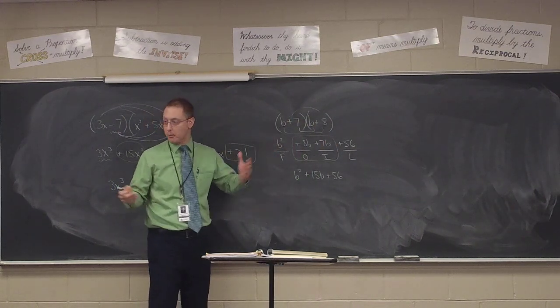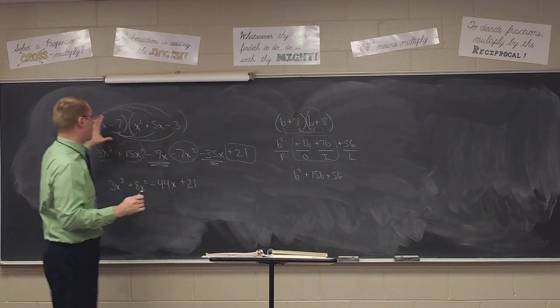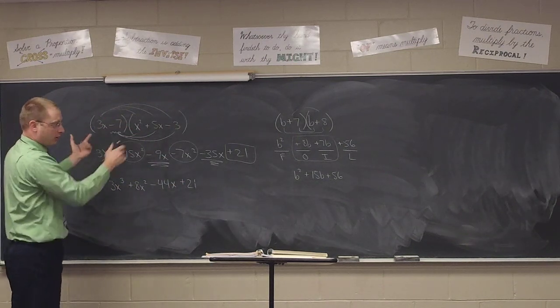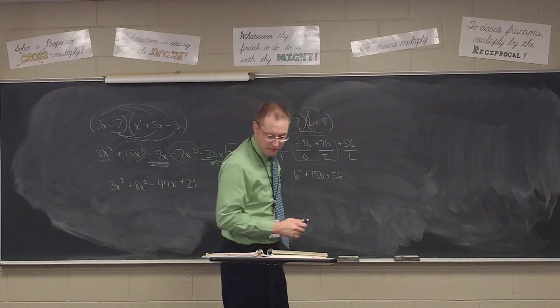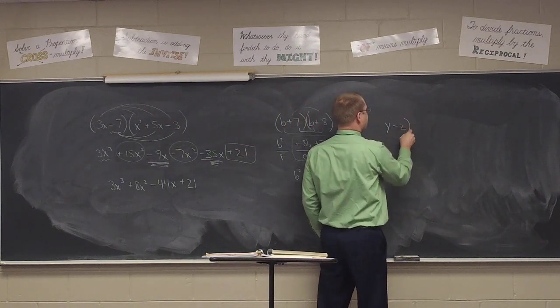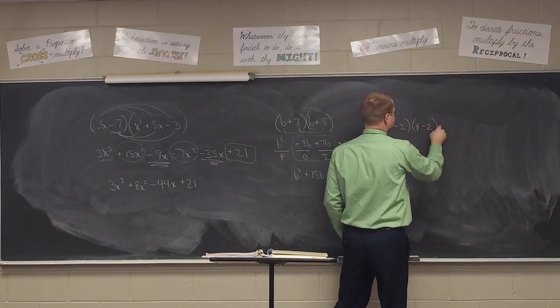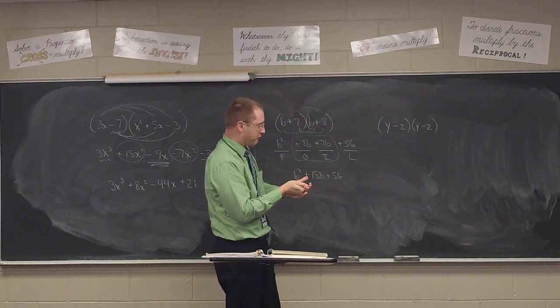It's no different than double distribution. Double distribution, by the way, works no matter how big the second polynomial is. FOIL, again, is strictly for 2 binomials. Let's take a look at 24. We've got a y minus z, and we've got a y minus z. Now, we've got to be careful with a couple things here on 24.